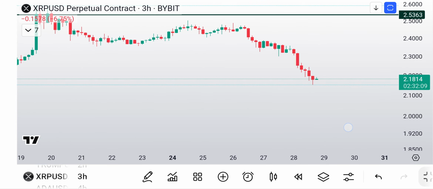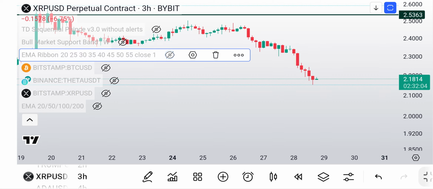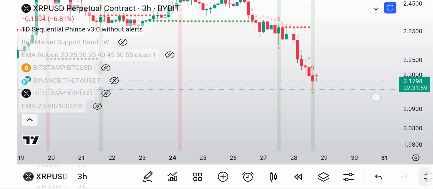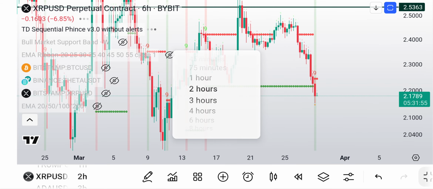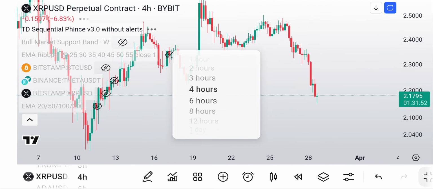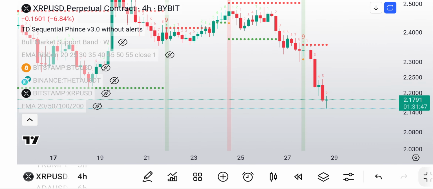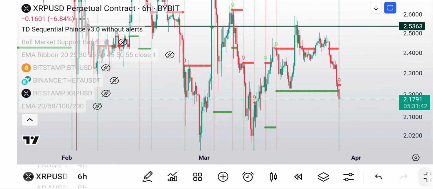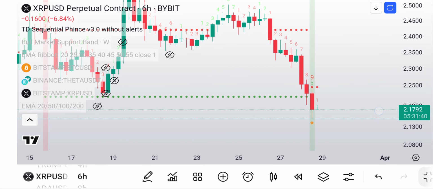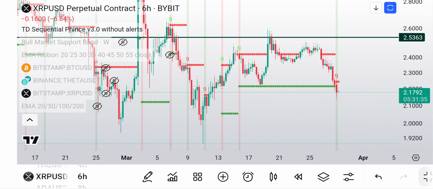XRP looks like it's kind of holding some support a little bit. Obviously we lost the EMA ribbons. Oh yeah, the sequential. Look at that, we're on a 3-hour 9. What about the 4-hour? 4-hour would be a little bit better. 4-hour, we're on a 6. Not really liking that. Let's see, the 6-hour. Oh, look at that, that's good. So we have a perfected 6-hour 9 buy.